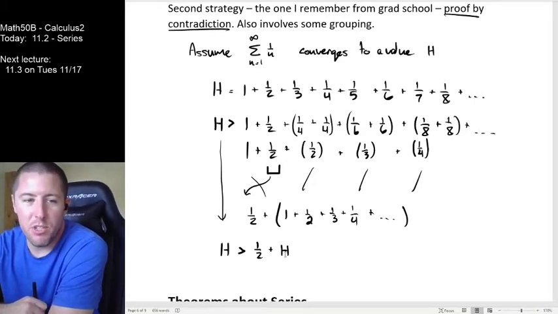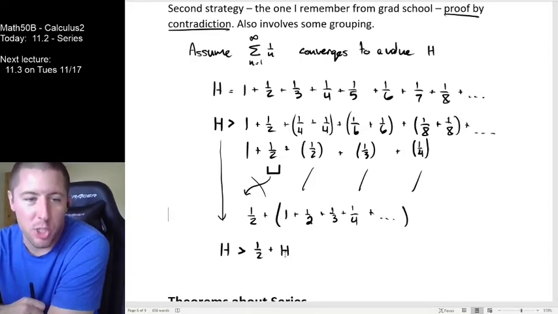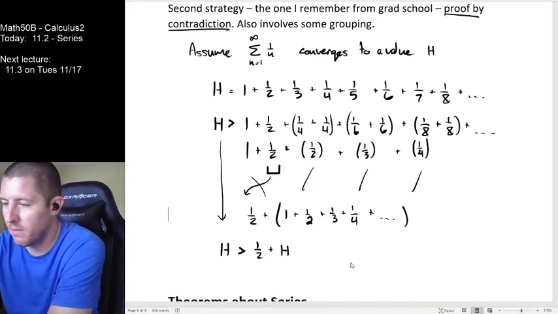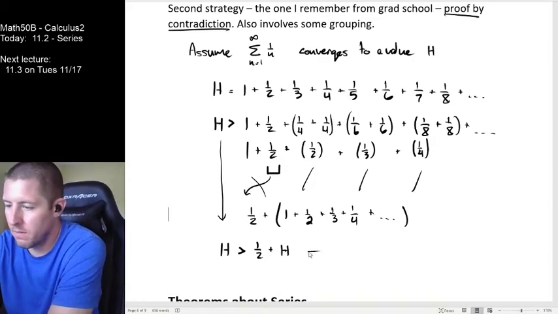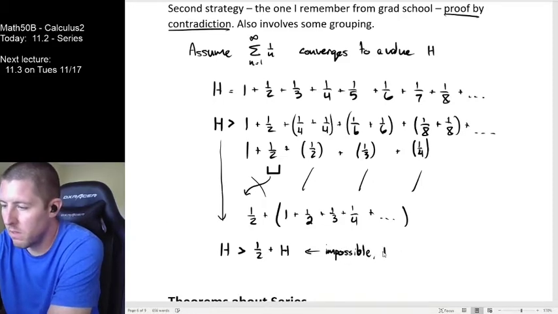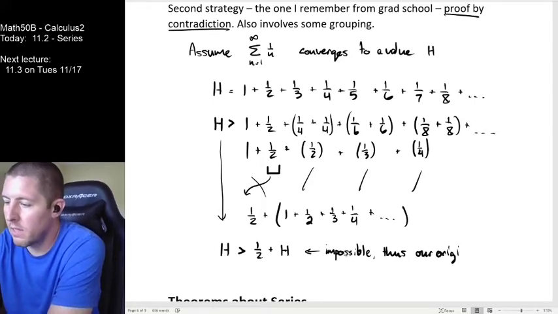There's no way that can be true, right? h is clearly a positive number. There's no way that we're going to add a half to a number and get something that's smaller than the original. My word for this is contradiction. This is a proof by contradiction.